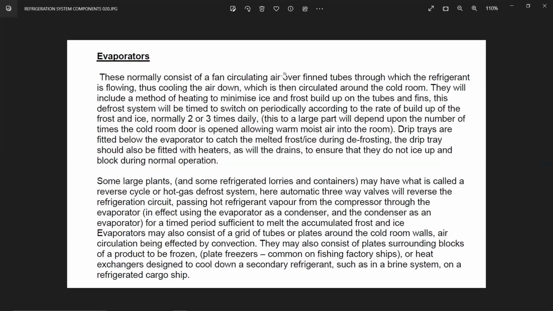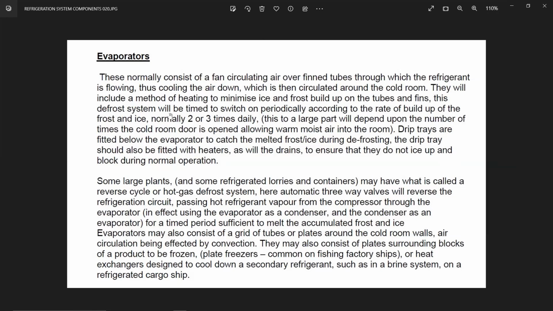No, we evaporator need. Okay. Now evaporator. These normally consist of a fan circulating air over the fin tubes through which the refrigerant is flowing, thus cooling the air down. Basically, air को ठंडा कर देता है, which is then circulated around the cold room. They will include a method of heating to minimize ice and frost buildup on the tubes and fins.